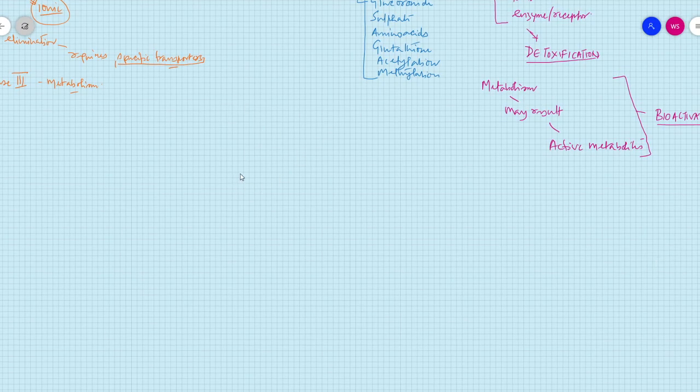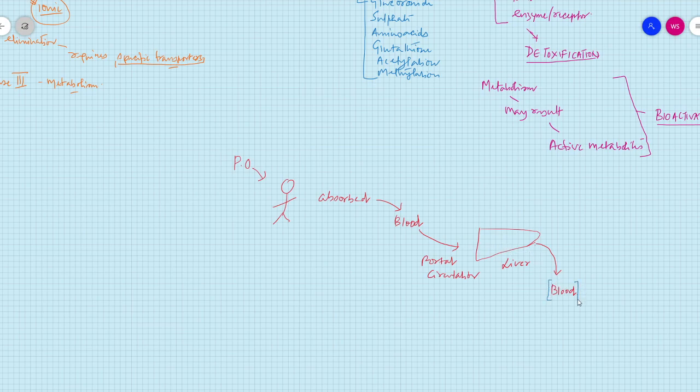It is also important for us to remember that suppose we give a drug orally to a patient, and the drug gets absorbed and reaches the blood, and through the portal circulation it reaches the liver, and in the liver after metabolism either the metabolite or the drug itself gets into the blood. Suppose during this process the drug is extensively metabolized. If it's extensively metabolized, very little of it would reach the blood, and that is called first pass metabolism.